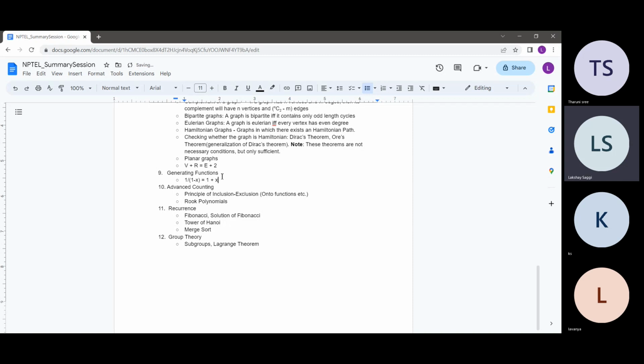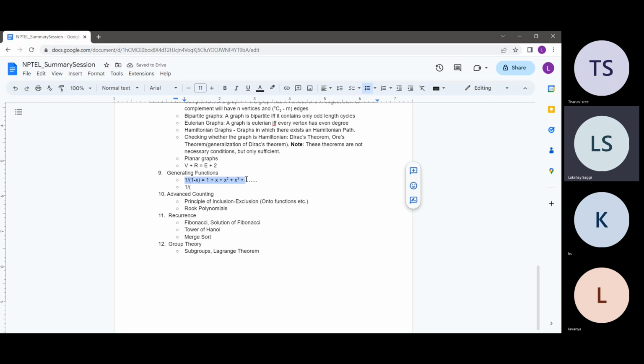So generating functions are just like infinite functions and they essentially use these types of formulas. Like this, 1 upon 1 minus x can be expanded as 1 plus x plus x squared plus x cubed and so on up to infinity. Similarly, as I had discussed in problem solving sessions also, this is one generating function.